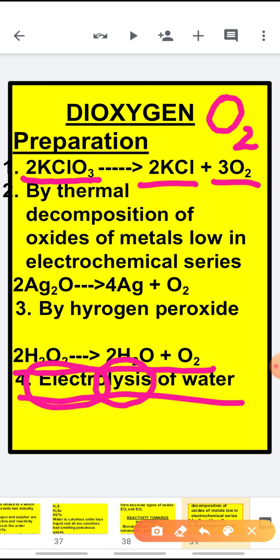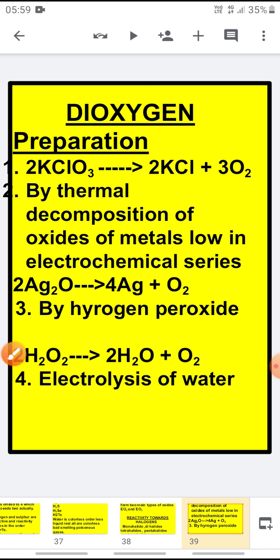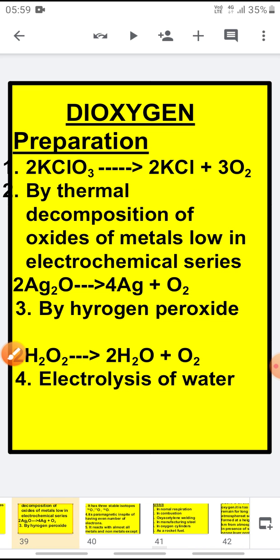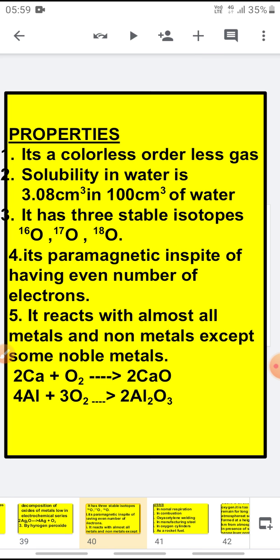Industrially, dioxygen is obtained from the air by removing carbon dioxide and then water. The remaining gases are fractionally distilled and we get dinitrogen and dioxygen. So, these are the different methods that can be used for the preparation of dioxygen.